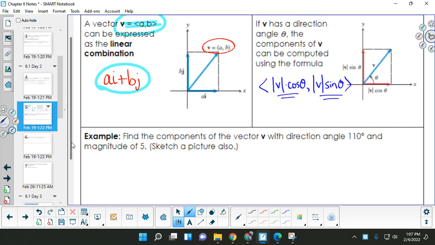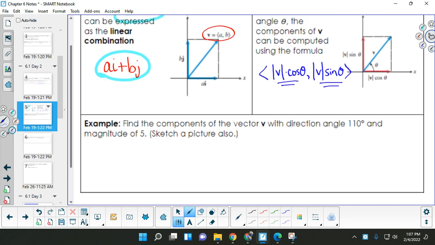So when we look at the example below, find the components of the vector v with the direction angle of 110 and a magnitude of 5. Notice it says sketch a picture also. So let's start with the picture really quickly so you can see what this looks like. If it's 110, it's going to go beyond that 90 degrees. So it's going to look something like this. And this has a magnitude of 5.